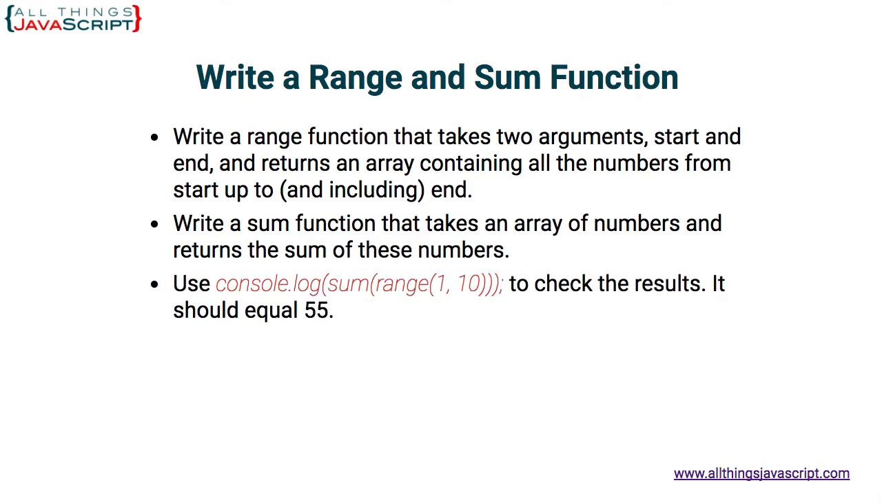And this is how we'll test it. We'll chain the functions together. So range is going to return an array between 1 and 10. Sum will then take that array and add those numbers together. And then console.log will print the results to the console. So if we do this right, the result should equal 55. So that's what we're going to do.